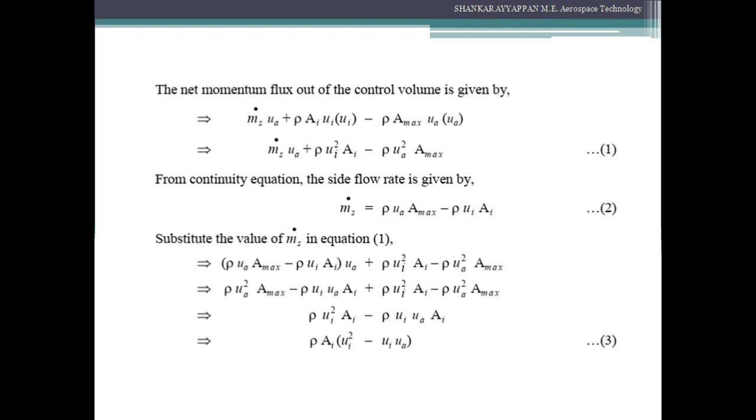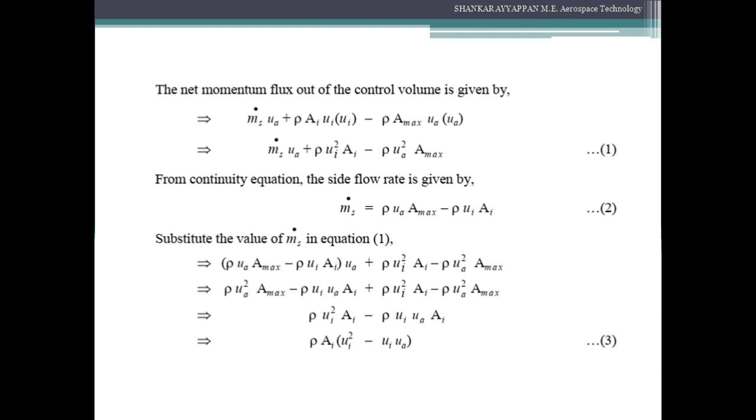First, we need to calculate the net momentum flux over the control volume, which is given by m dot s into UA plus rho into AI UI into UI minus rho into A max UA into UA. Here rho into A into U is the mass flow rate at the inlet, and rho into A max into UA is the mass flow rate at the outlet. UI and UA are the inlet and outlet velocities.